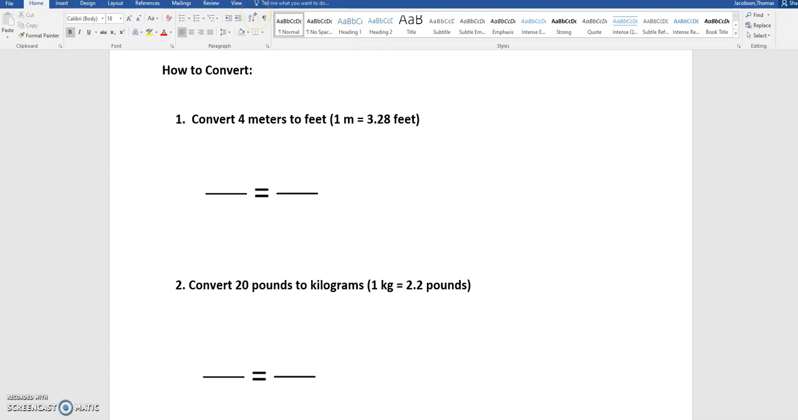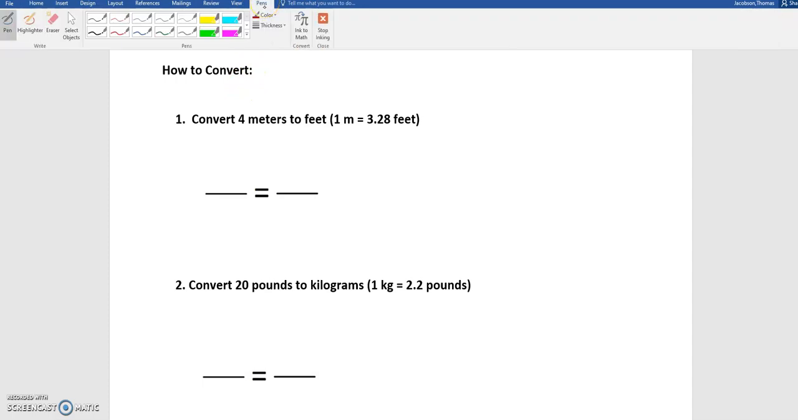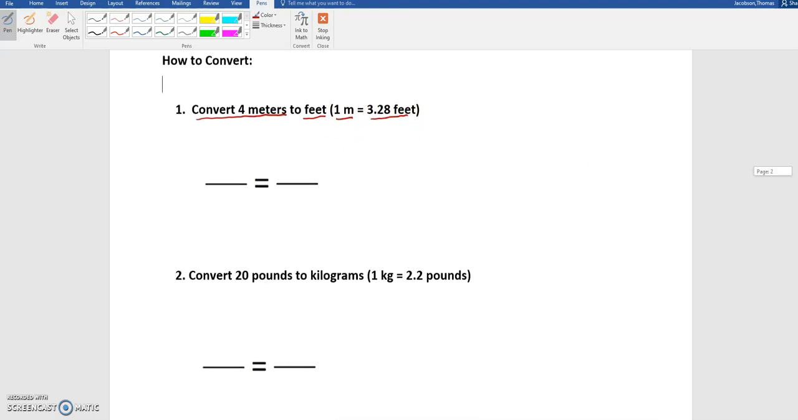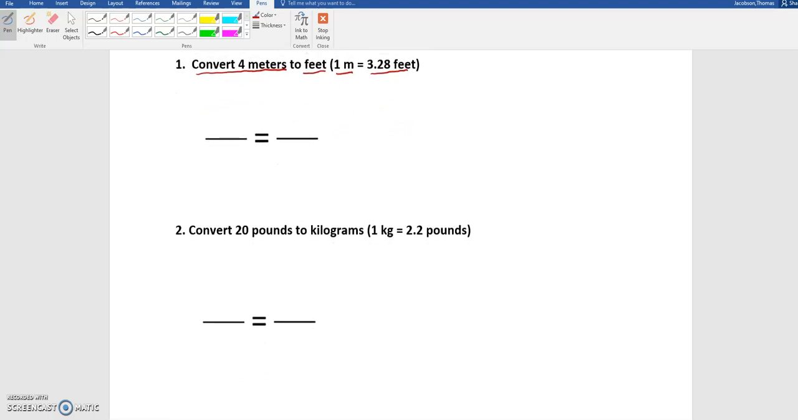In every problem, you're going to be given some sort of a value. So in this problem right here, we are given 4 meters, and we want to know how many feet are in those 4 meters. Now, every single problem, you're going to be given a conversion factor. So in this case, 1 meter is equal to 3.28 feet. That's just something that you are going to be given all the time. You're never going to have to memorize these conversions. So let's go ahead and I'll show you how to solve these problems.